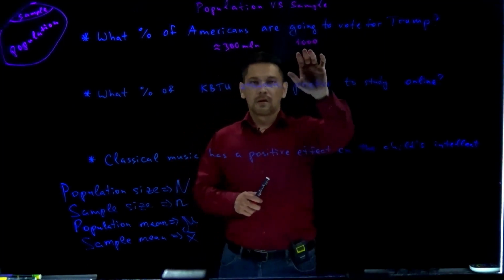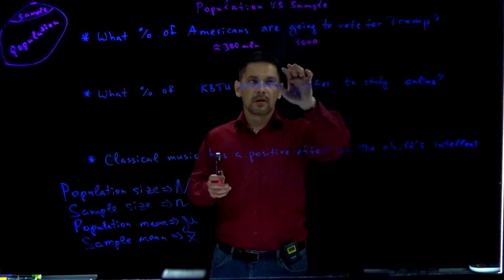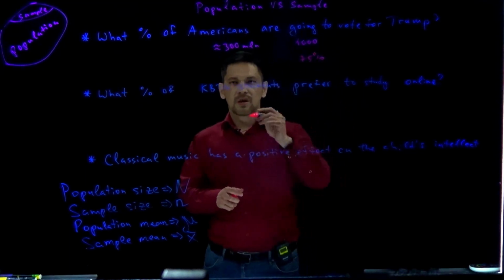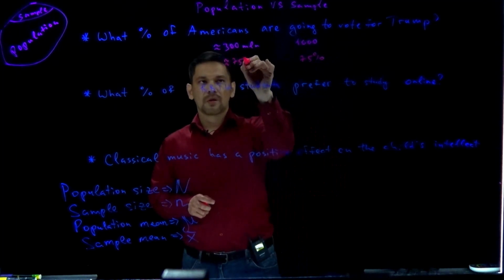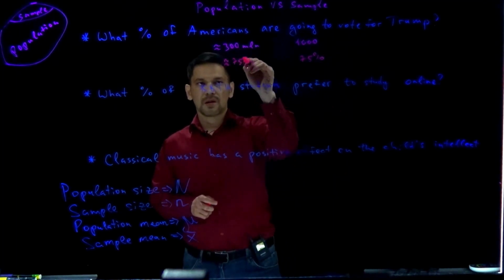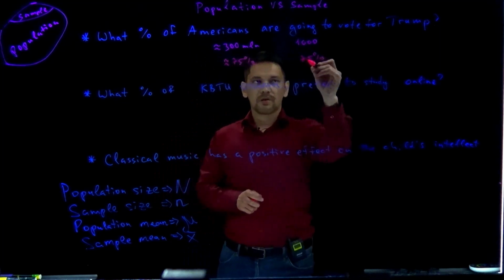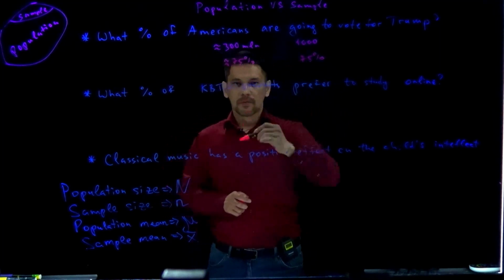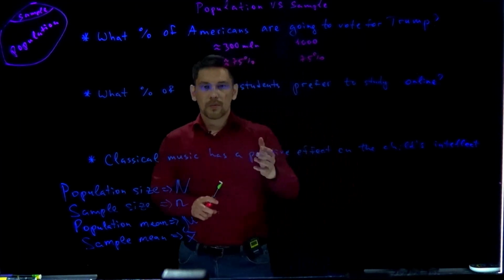Let's say if out of the 1,000 Americans surveyed, 75% say they're going to vote for Trump, then I'm going to assume that approximately 75% of all the Americans, of all the 300 million people staying in America, are going to vote for Trump. So based on my sample, I'm making a conclusion about the whole population. I hope it's clear. I'll give you one more example here.